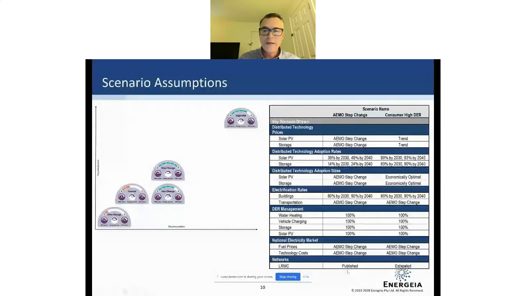Finally, and this is another really key assumption, between the network LRMC and DER prices, that's a subject of possibly another future webinar, just because of how important those two assumptions are when considering what an optimal future energy system might look like. Here we use the published examples under the AEMO step change. For the consumer high DER, we did our own estimates looking at each of the DNSPs' calculation of LRMC and taking into account the NEO and also the rules.